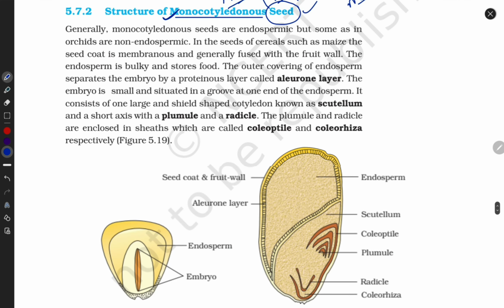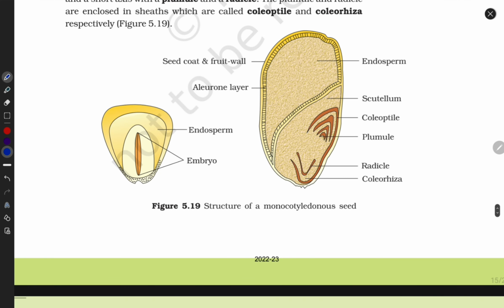Now look at here. Look at their structure. Radicle is the same. What do they form in future? Root system. Scutellum, plumule. What is the future of plumule? They form shoot system. Now guys, I will tell you about what is scutellum and what is aleurone layer. Guys, listen to me very carefully. What is the role of aleurone layer in monocot seeds?